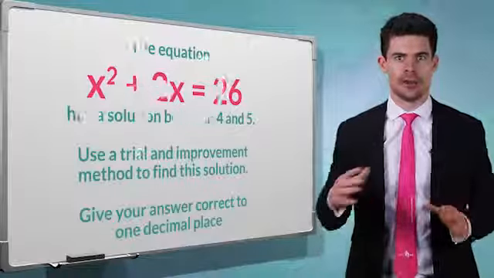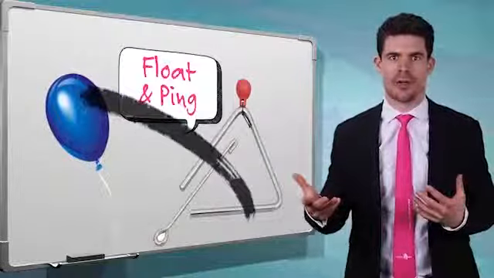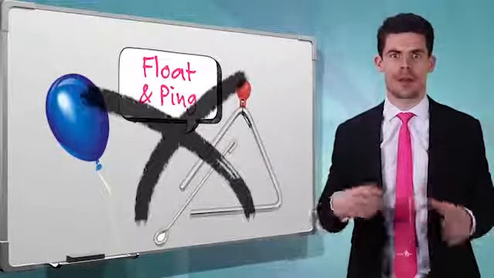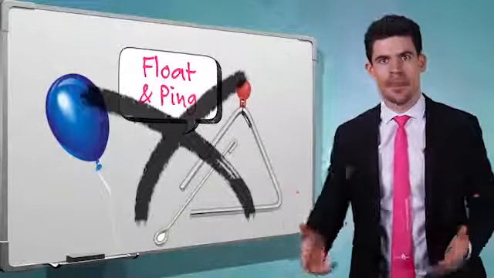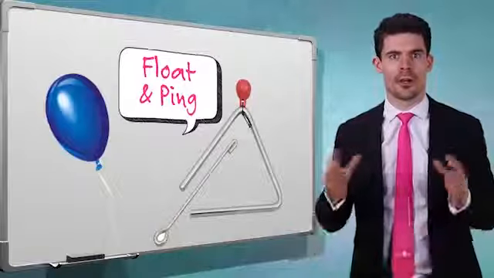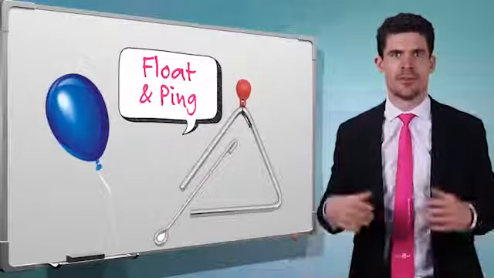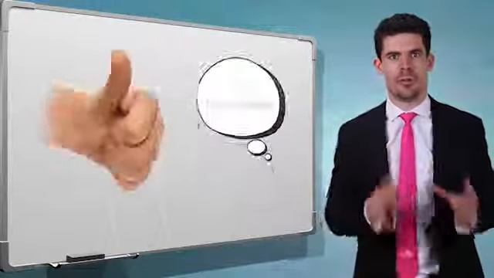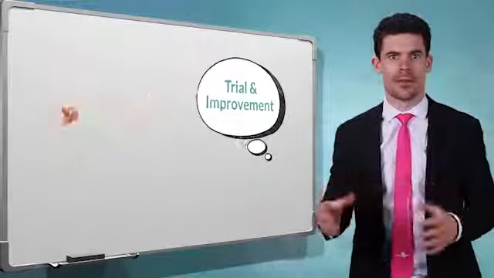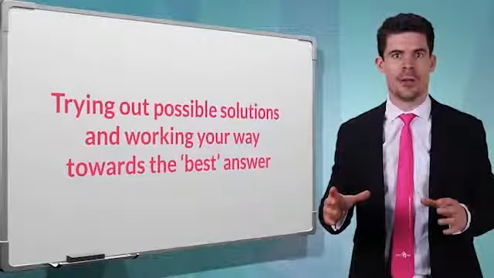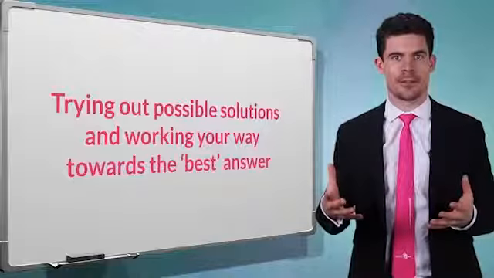Now, if you start trying to use good old float and ping with this equation, unfortunately you won't get very far in reaching an answer. This method just does not work with an equation like this. So instead we use a different approach called trial and improvement. This works by trying out possible solutions and working your way towards the best answer.